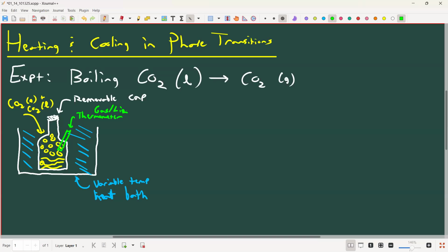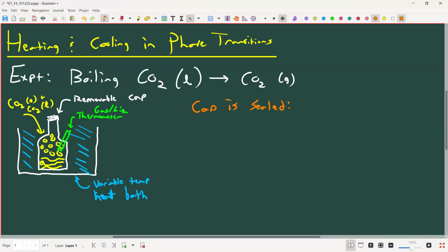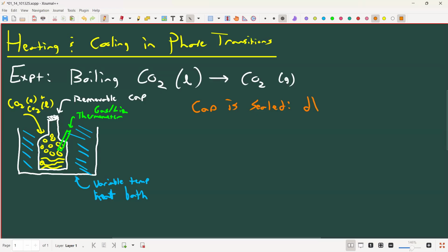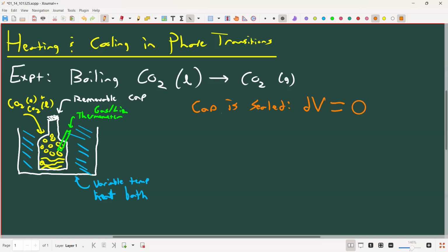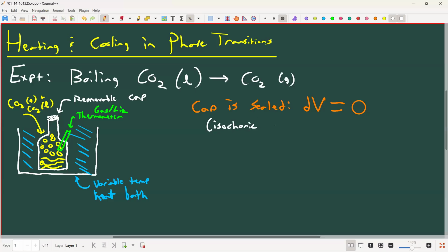So we can either have the cap removable or we can have it not. So if the cap is sealed, what are our conditions? Well, if the cap is sealed, the volume can't change. So the volume is fixed. So this is dV equals 0, no volume change. This is called isochoric conditions.